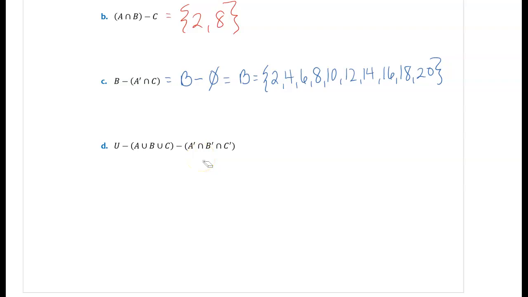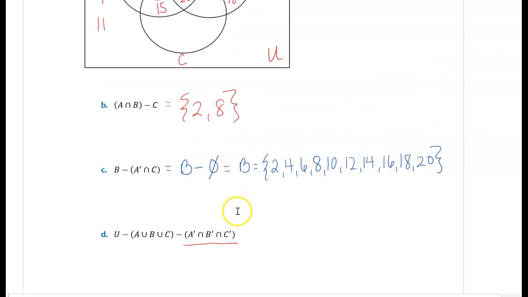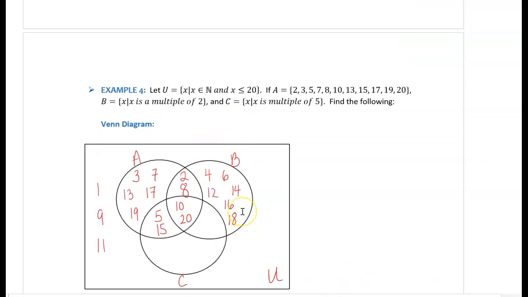Part D. The universal set, not the union of sets A, B, and C, not the intersection of A complement, B complement, and C complement. So first off, let's think about the elements in A prime intersected with B prime intersected with C prime.